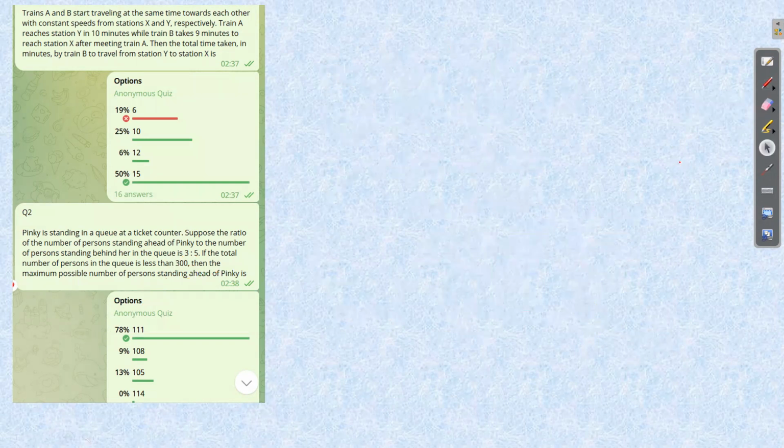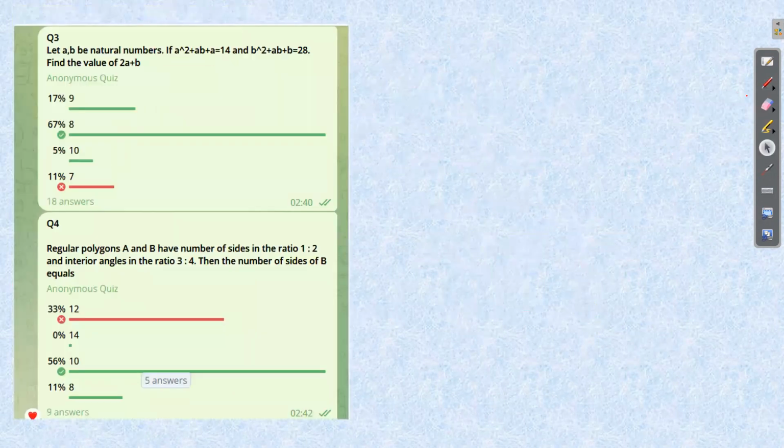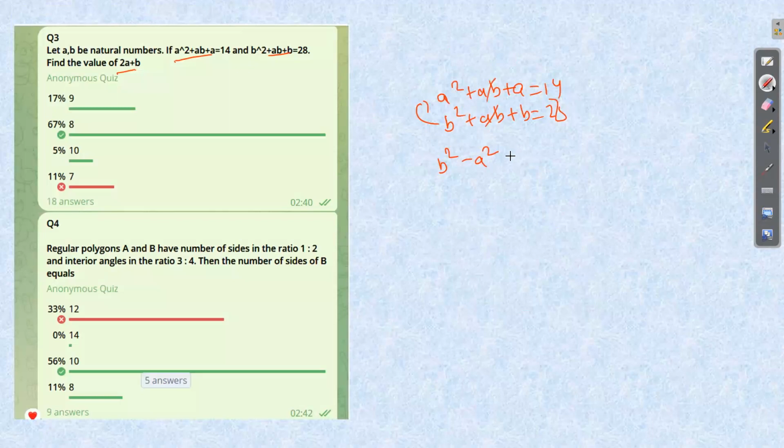Next one. The question is: let A and B be natural numbers satisfying this equation, and find the value of this. So A square plus AB plus A equals 4 and B square plus AB plus B equals 28. Let's subtract both these equations, equation 2 minus 1. This will be B square minus A square, the AB gets cancelled, and this will be B minus A equals 24.